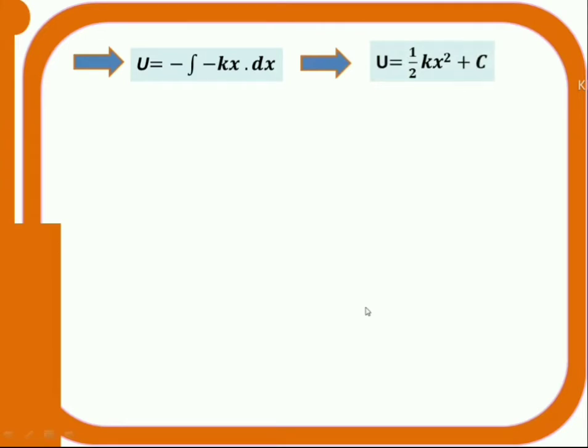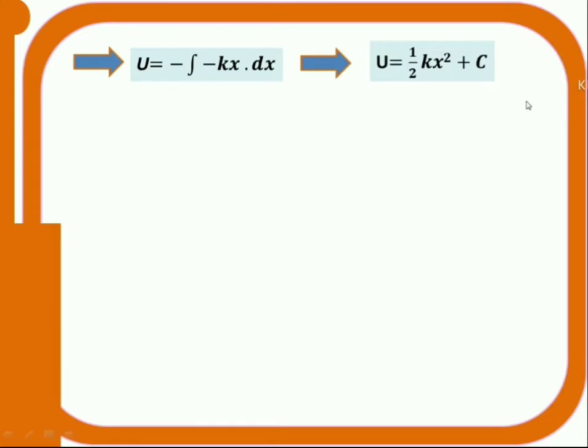If I integrate, k is constant, put it outside. Now U is equal to k integration x dx. If I integrate x, what will I get? x square by 2. So U is equal to half kx square plus c, right?